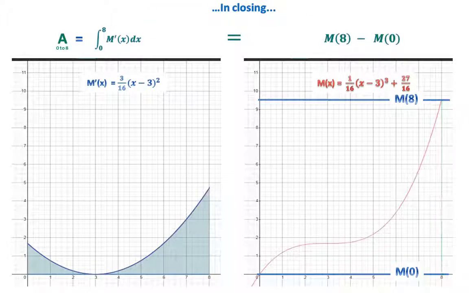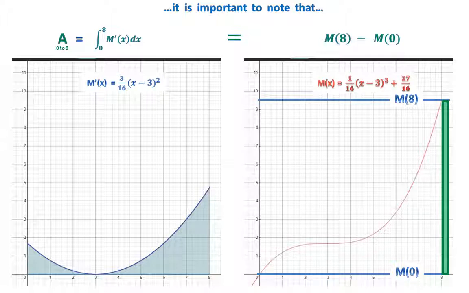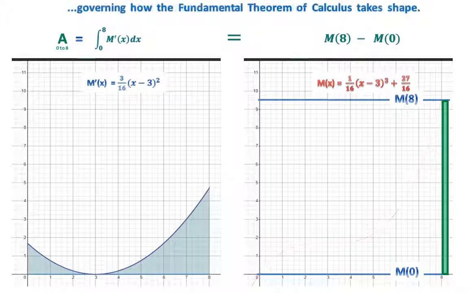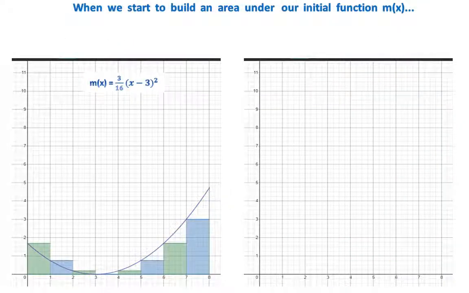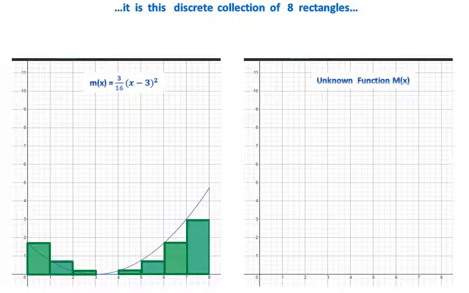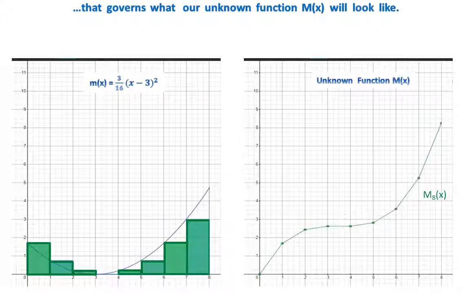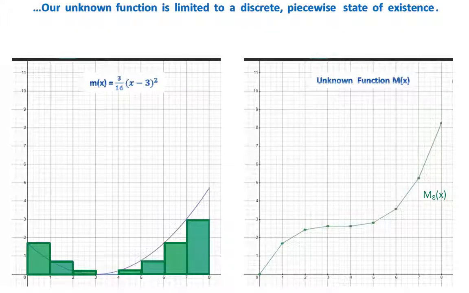In closing, it is important to note that there are a number of implicit rules governing how the fundamental theorem of calculus takes shape. When we start to build an area under our initial function, little m of x, it is this discrete collection of 8 rectangles that governs what our unknown function, capital M of x, will look like. Our unknown function is limited to a discrete piecewise state of existence.